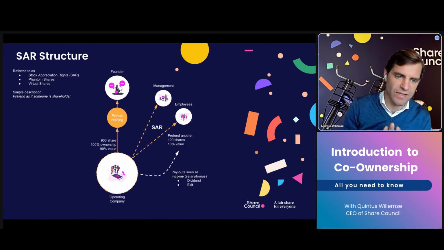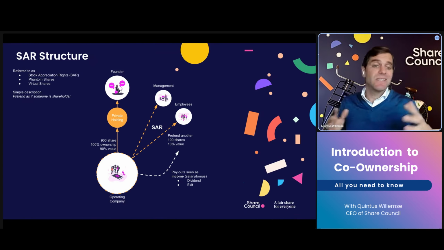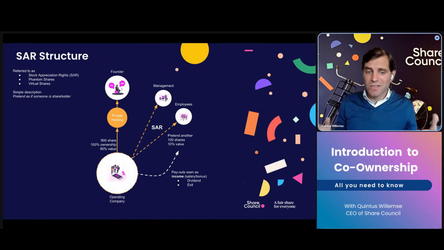And then the third one I wanted to show you more in picture form is the stock appreciation right structure. That's the easiest of the three, actually. It really just is an agreement.